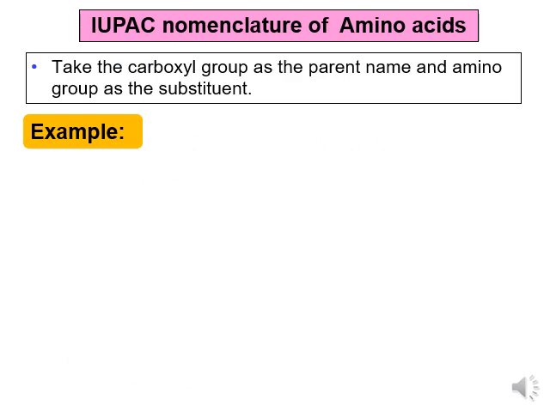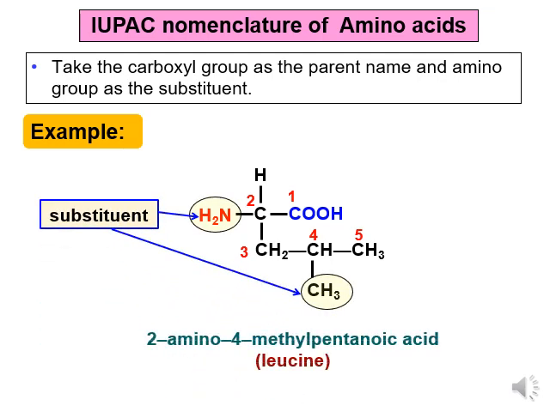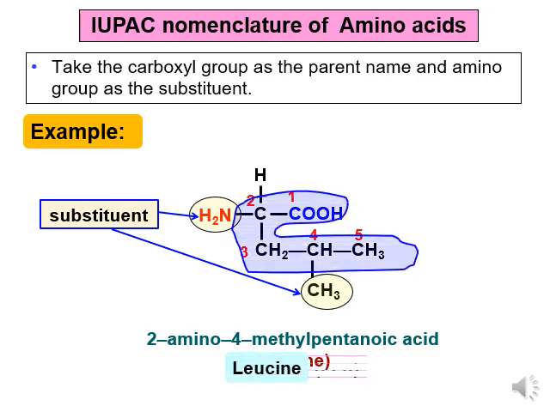Okay, let's move on to IUPAC nomenclature of amino acid. So take the carboxyl group as the parent and amino group as the substituent. For the example here, start numbering from the COOH, first, second, third, to the longer chain of carbon. So here we got 5, which will be pentanoic acid. And then the substituent will be 2-amino 4-methyl pentanoic acid, or known as leucine. And the symbol will be LEU.